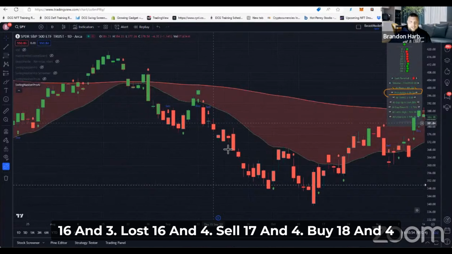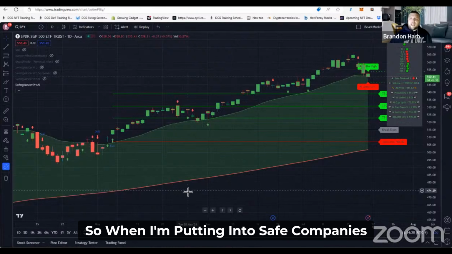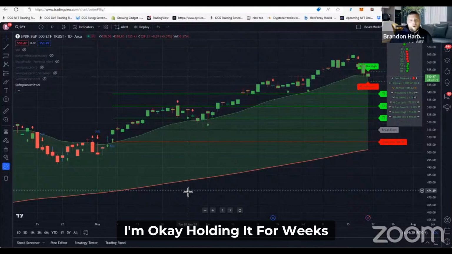Because it's my opinion. But what I mean by that is a stock that has a less than 2% probability to go to zero. So what are those stocks? Apple, I would buy. Meta, Google, Waste Management, UPS, FedEx, those kind of companies that are so large, I feel have a less than 2% probability to go to zero. Now, we know that investing and trading, you never want to risk what you can't afford to lose. But if I'm investing with my profits, it's already house money. So when I'm putting into safe companies, I'm okay holding it for weeks, months, and years at a time. Are you following me? So I just wanted to clear that up.